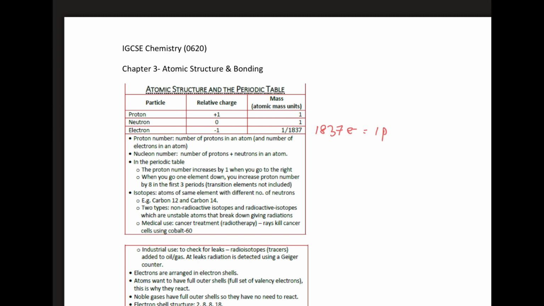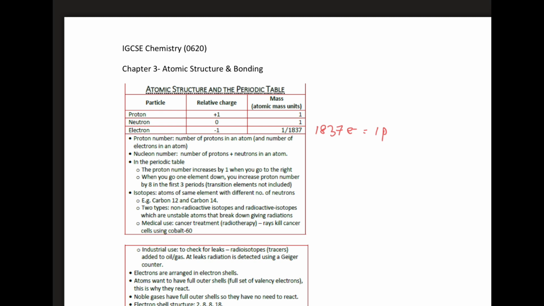Proton number is the number of protons in an atom, and the number of electrons in an atom. Okay, so they said so because in an atom it is neutral. So since it is neutral, protons and the electrons must have the same number so that their charges balance off. Okay, so that's why in an atom the protons and the electrons have the same number. But of course, if they are ions, the protons and the electrons will be different numbers.